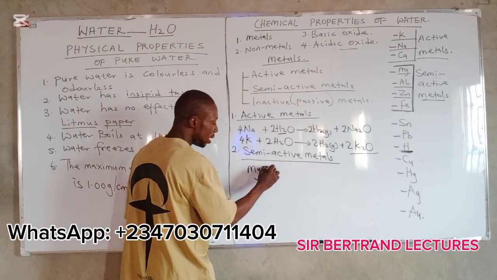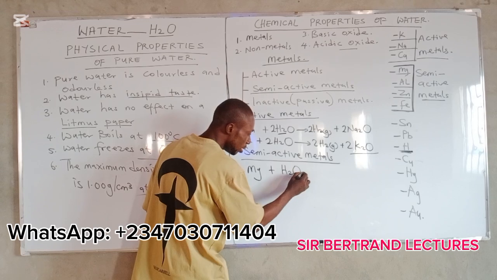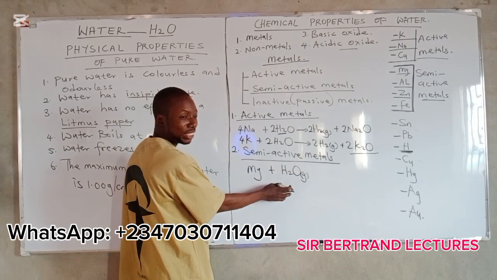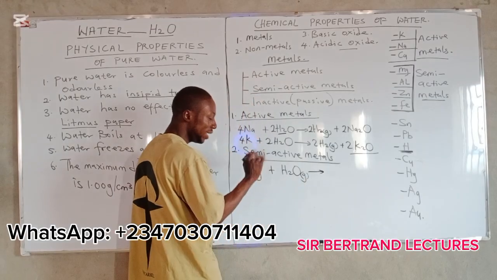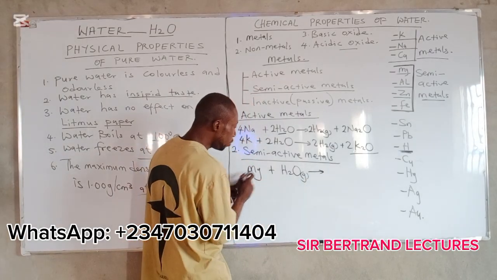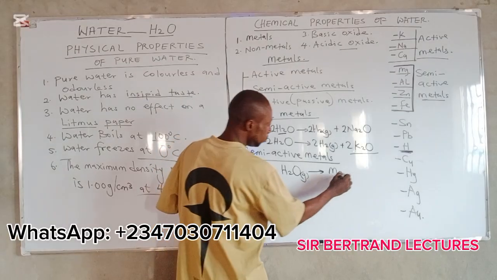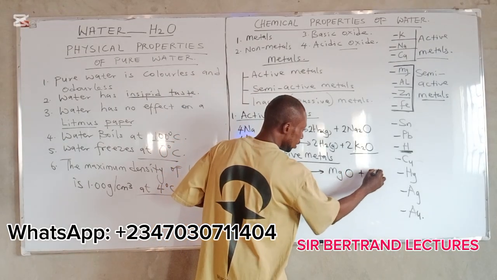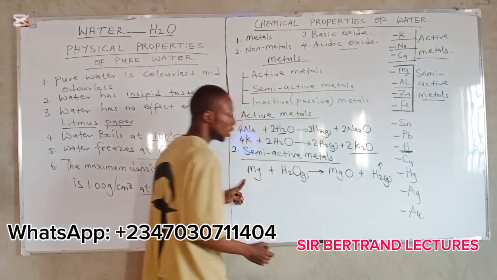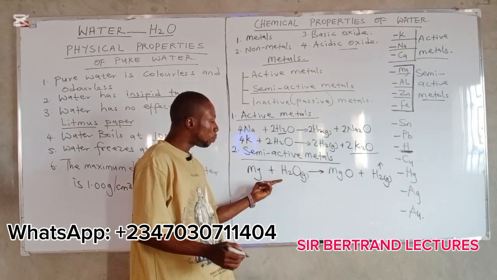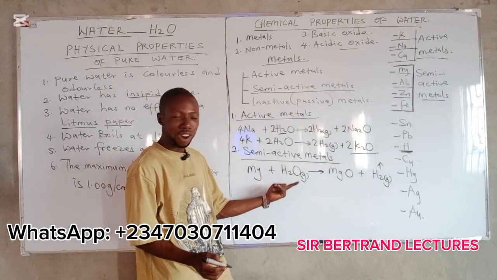Now let's look at the example here. Let's have magnesium reacting with steam. The g represents steam, that is water gas, water vapor, as a result of high increase in temperature. Now it's going to give us what? Magnesium oxide. Then hydrogen gas is given off. They can only displace hydrogen in steam and not in cold water or hot water.